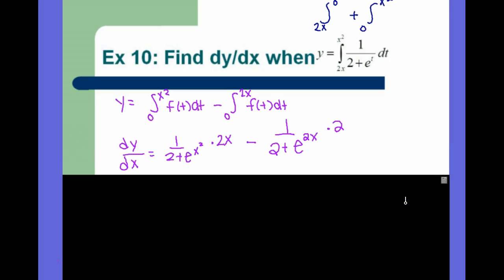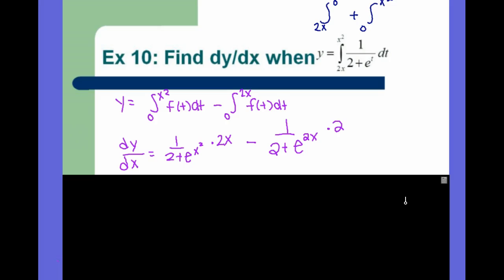So the derivative of the integrals then just becomes the function times the derivative of the upper bound minus the function times the derivative of the upper bound. Yes? Why do you simplify the derivative of the upper bound? Because of the example, if you go to example 8, that should be at the top of that page.